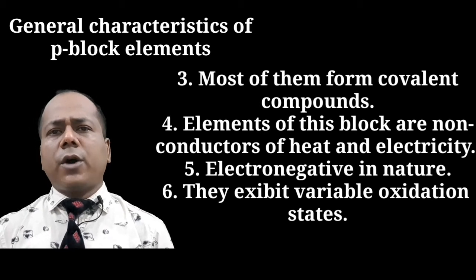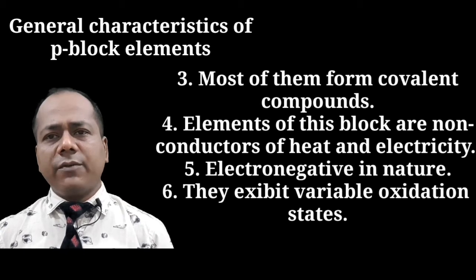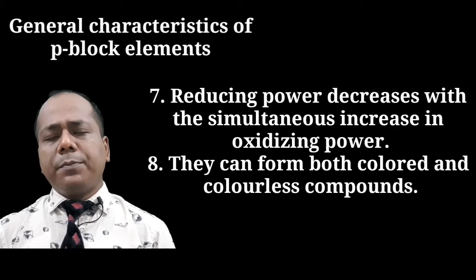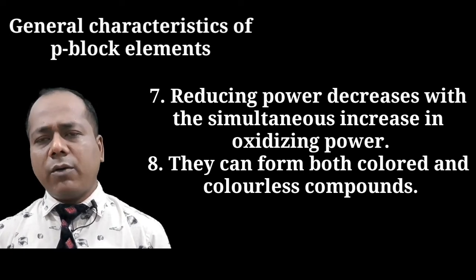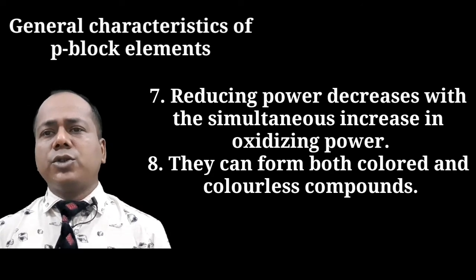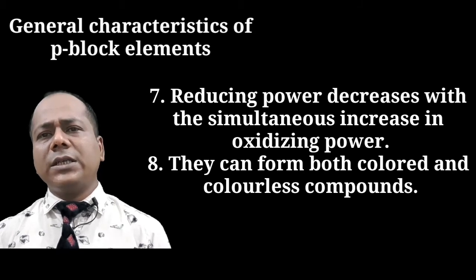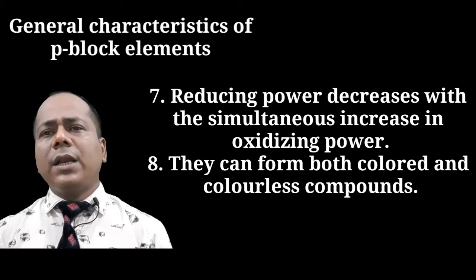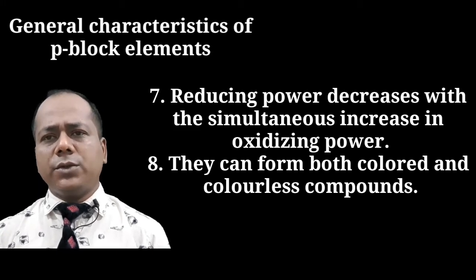On moving from left to right, that means group number 13 to group number 17, across a period, reducing power decreases with a simultaneous increase in oxidizing power. Again, from top to bottom in the same group, reducing power gradually increases while oxidizing power gradually decreases. They can form both colored and colorless compounds.